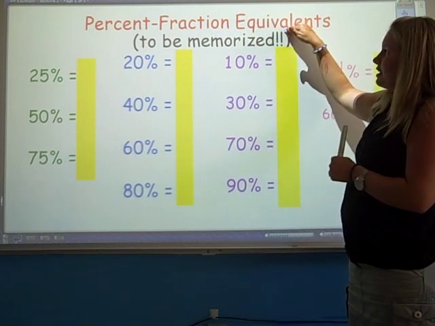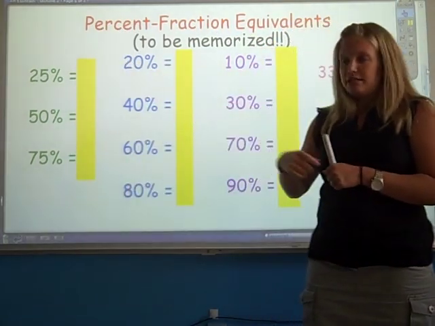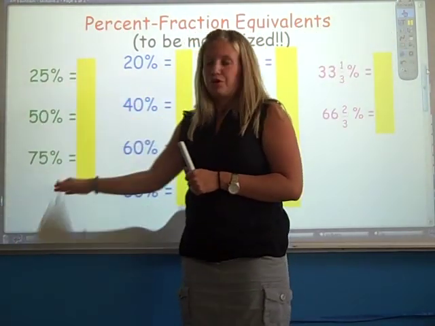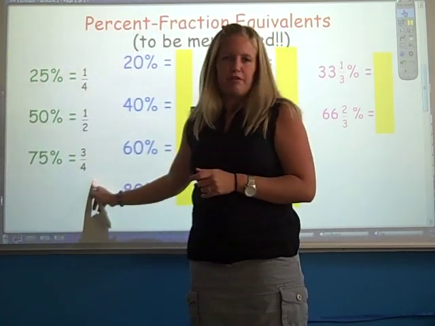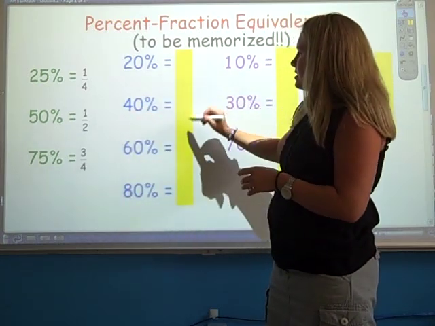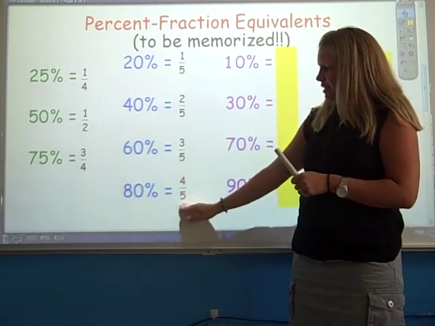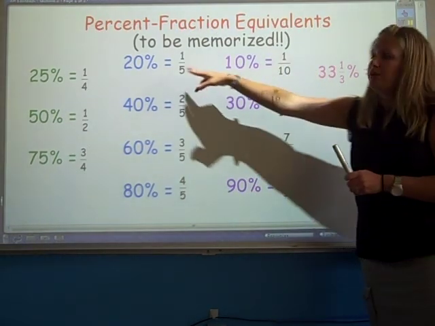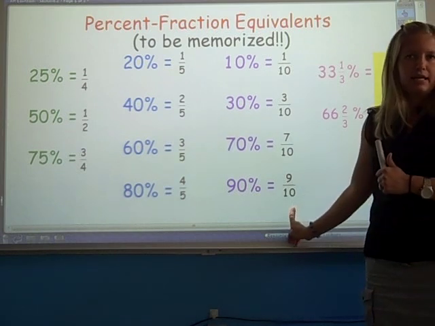Percent fraction equivalents. These need to be memorized. You need to know what each percent the fraction is equal to. 25%, 50%, and 75%, these are your quarters. So, 1/4, 1/2, and 3/4. 20%, 40%, 60%, and 80%, these are the fifths. 1/5, 2/5, 3/5, and 4/5. The next are your tenths, okay, because these could be reduced to fifths. 1/10, 3/10, 7/10, and 9/10.